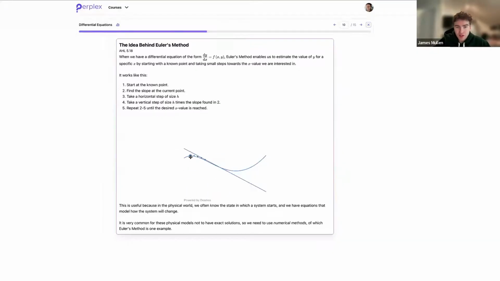We start at the known point, which is here, and we find the slope at the current point. And then we take a horizontal step of size h, and we take a vertical step of size h times the slope found in step 2. And we repeat steps 2 to 5 until the desired x value is reached.